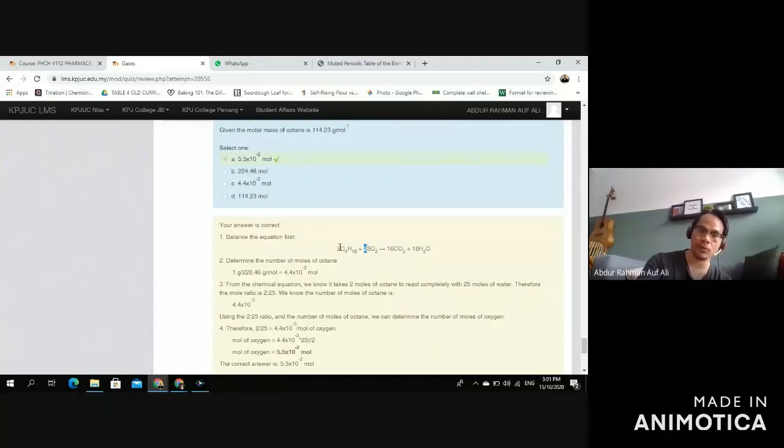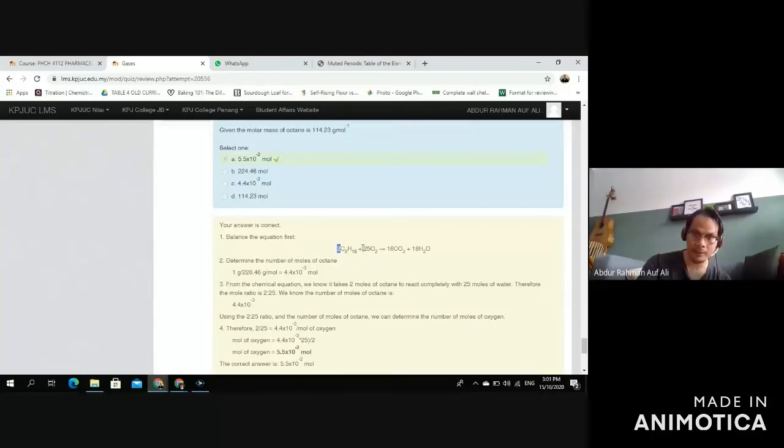Kalau kamu ada 1 mole of octane saja and 25 moles of oxygen, you cannot produce 16 moles of CO2. Okay, this is stoichiometry. Everything bertindak balas according to the proportion, according to the amount that is available.